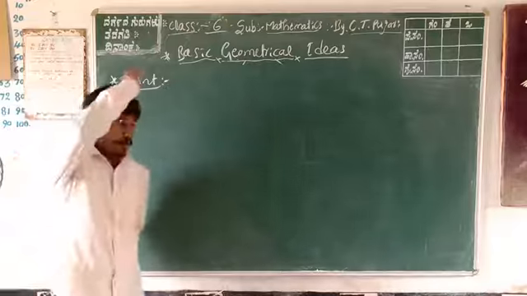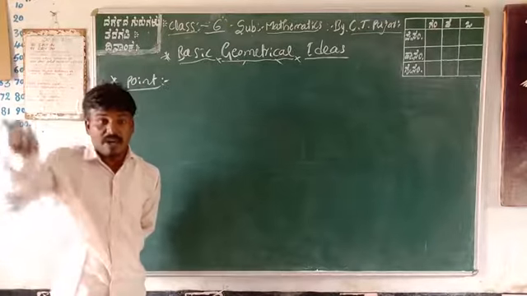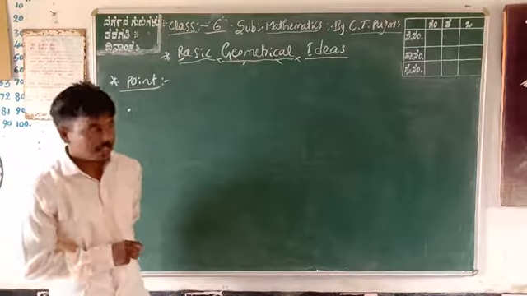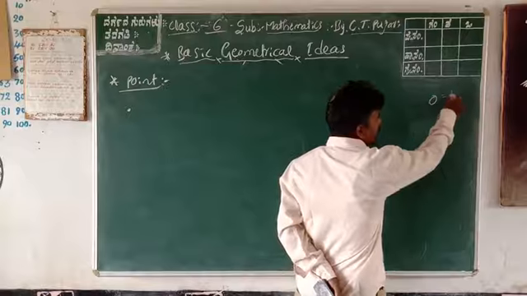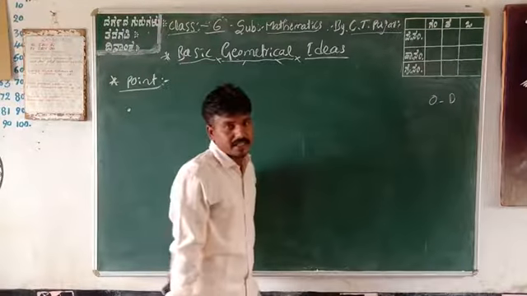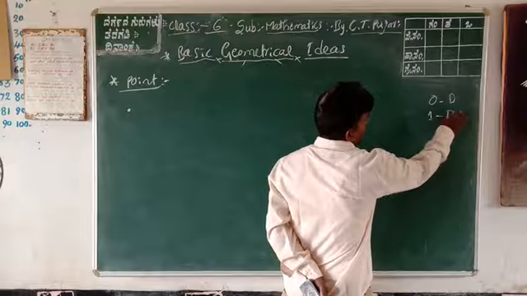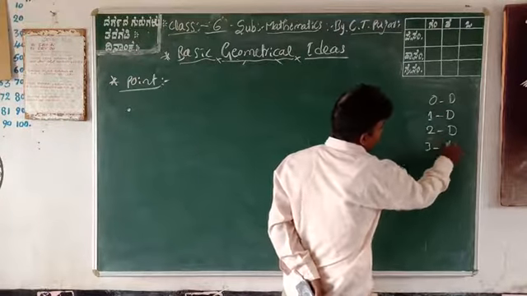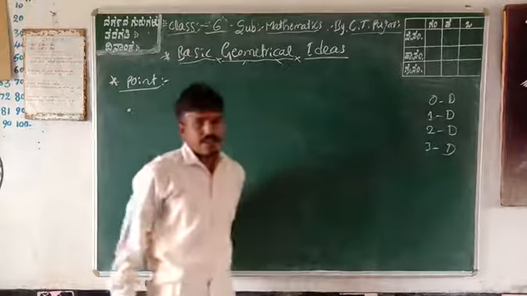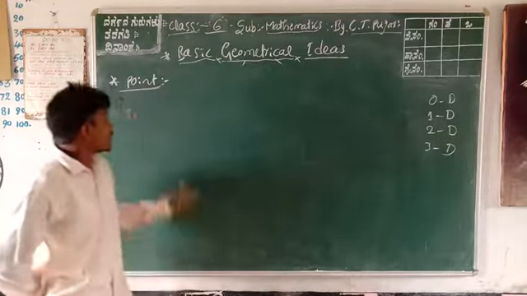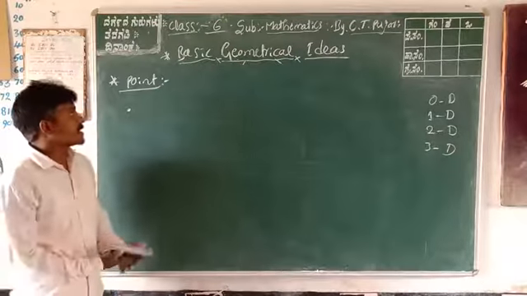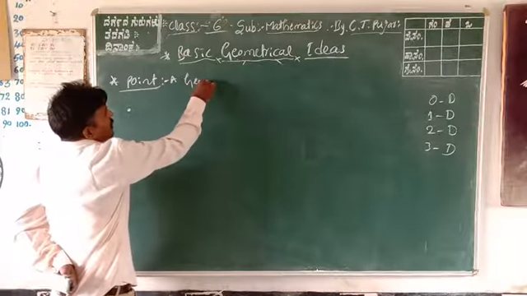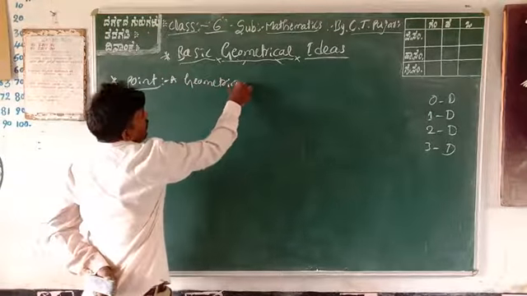All geometrical figures are told by dimensions. What are the dimensions? Zero dimensional figure, 0D. Next, 1D. Next, 2D. Next, 3D. These are all based on dimensions. A point is a geometrical figure.